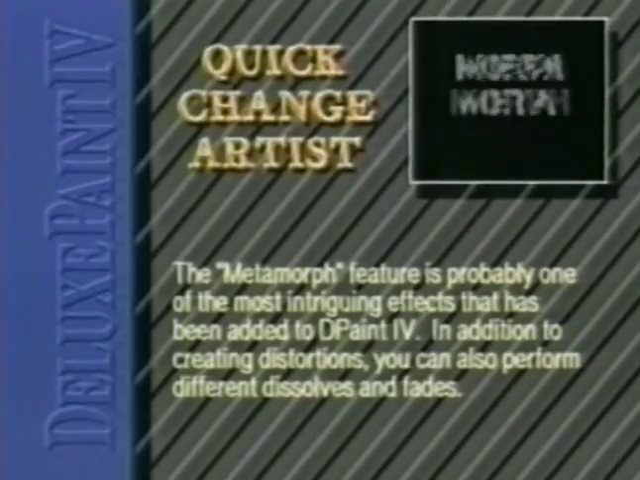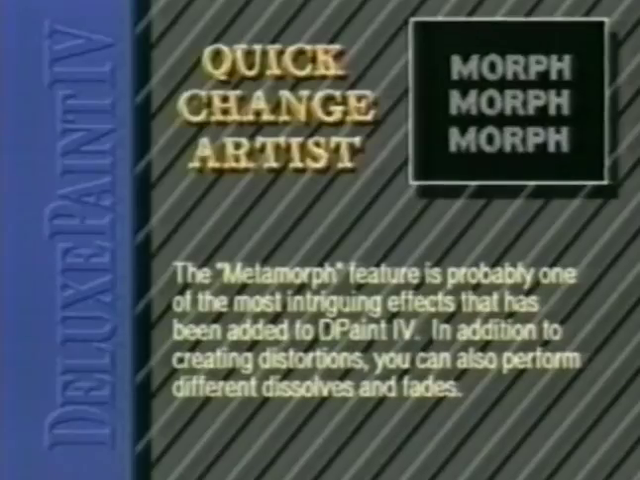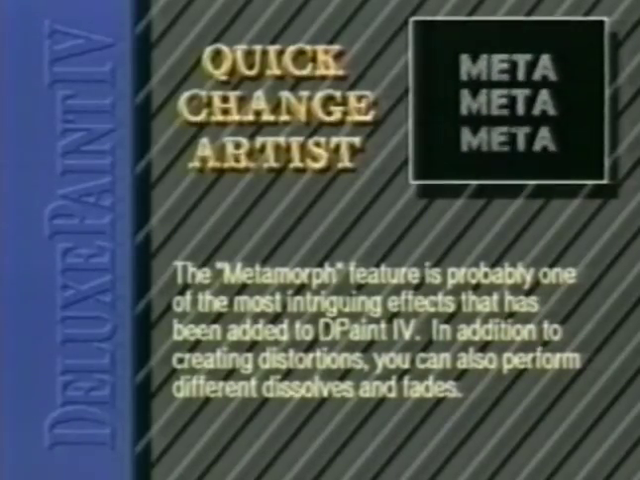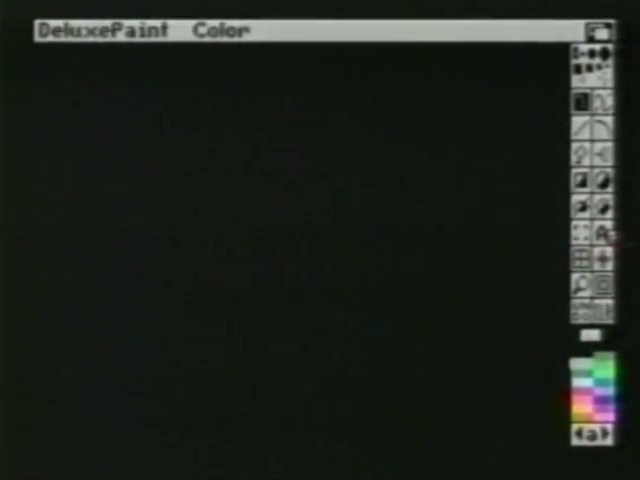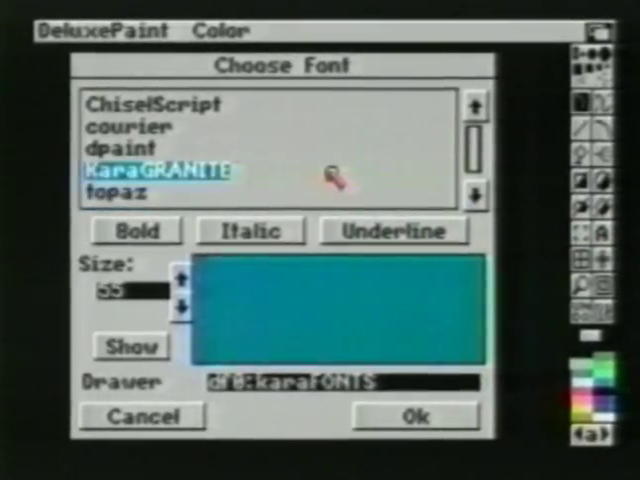The Metamorph feature is probably one of the most intriguing effects that has been added to Deluxe Paint 4. In addition to creating distortions, you can also perform different dissolves and fades. In this example, we will be using low-resolution HAM. We'll first need our brushes to be morphed. We'll use the Cara Granite.